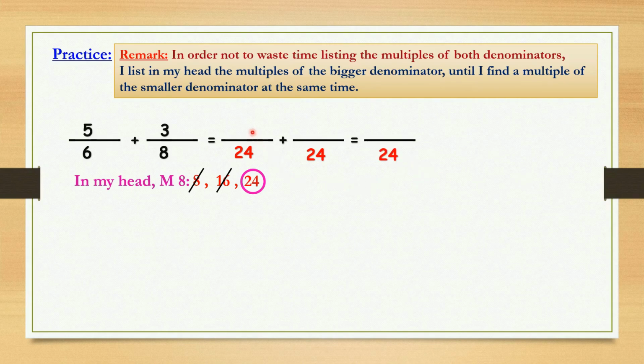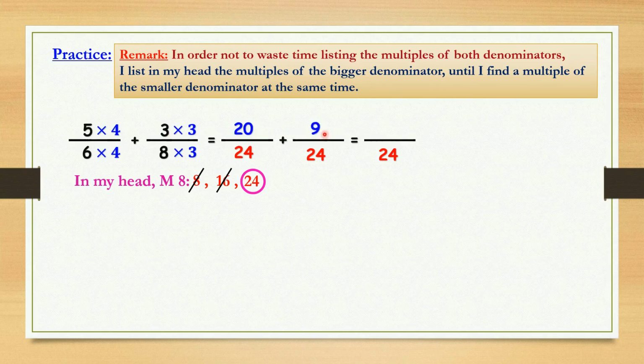Then I need to find the numerator. So I ask myself 6 times what equals 24? It's times 4. I multiply the numerator also by 4. 5 times 4 equals 20. 8 times what equals 24? It's times 3. I do the same for the numerator. 3 times 3 equals 9.